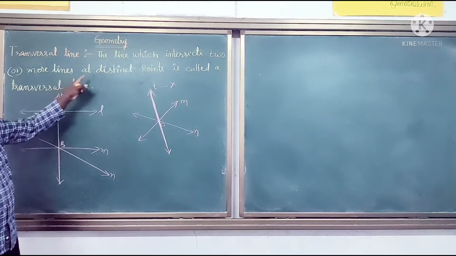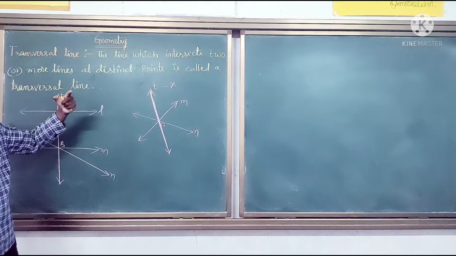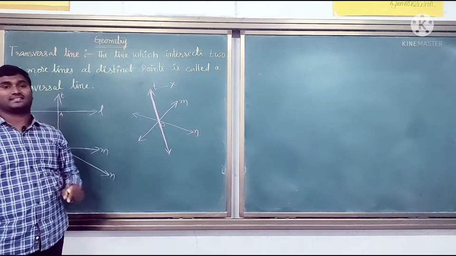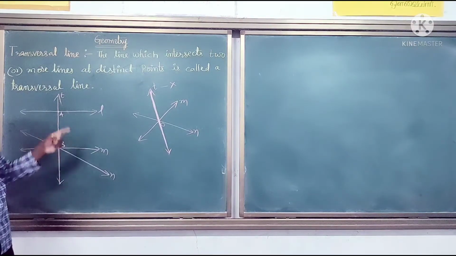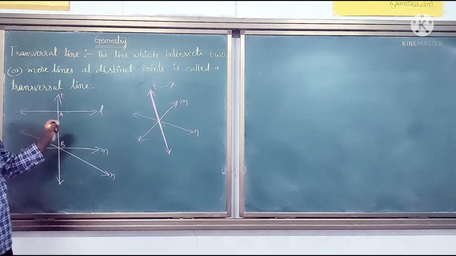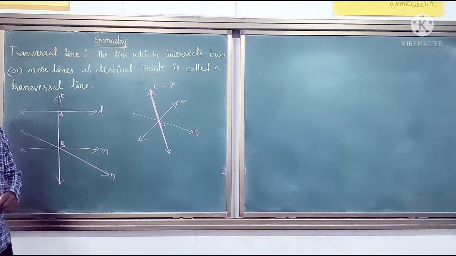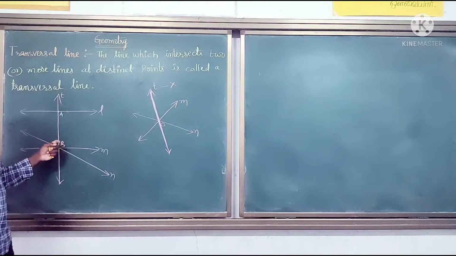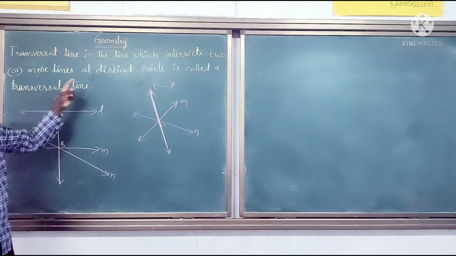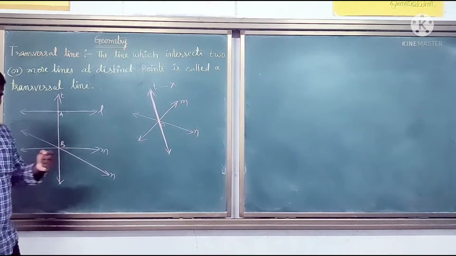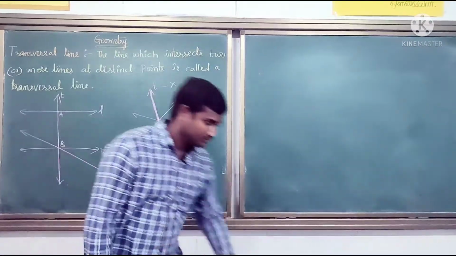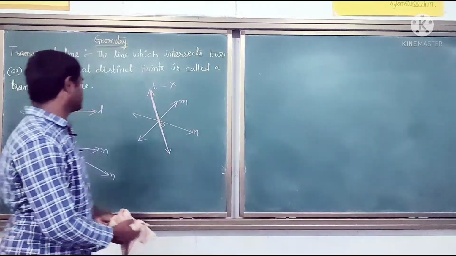But what is the definition? Two or more lines at distinct points. But here, for these two lines, it is intersecting at the same point. So we cannot say t is the transversal line. These intersection points also should be distinct, and only then is it a transversal for these three lines. Next one.